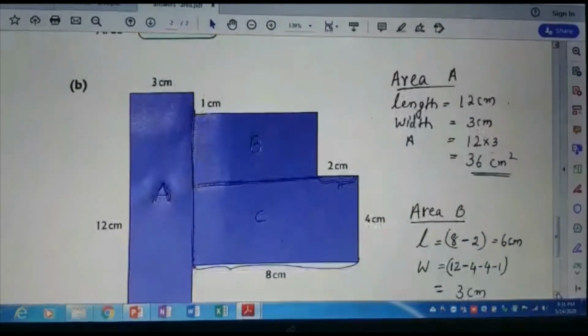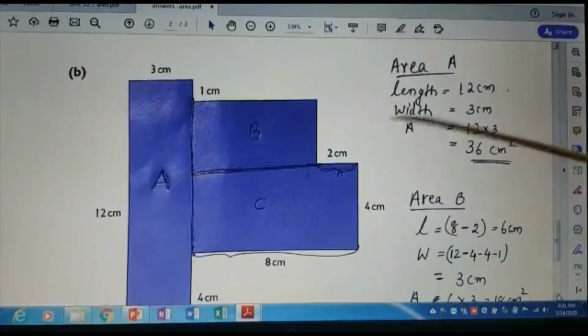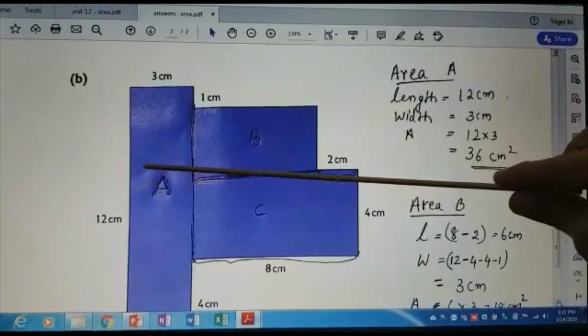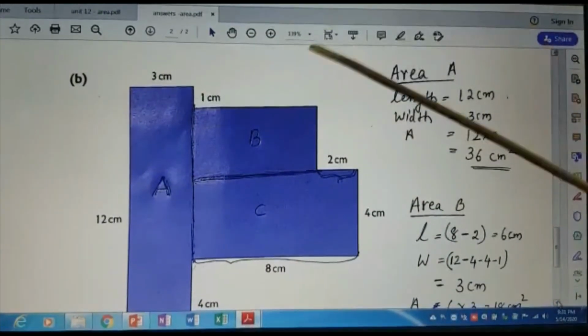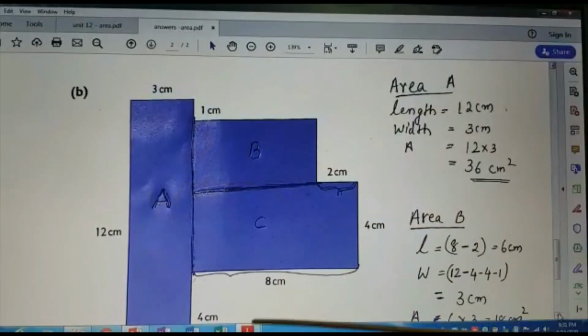I have divided like this because it is easy. I will get the measurements easily. If I divide like this, it is a little more difficult. So just it's up to you. So I divided A like this and B like this and C like this.